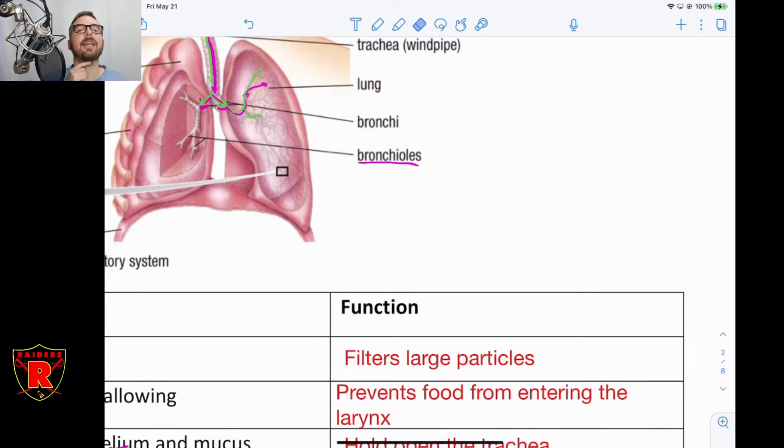Males generally have a slightly larger protrusion on their larynx, but females, you have this too. So sometimes it's referred to as an Adam's apple. Everybody has this. All humans have it. So you can feel it right here on the front. It's a little bump. So that's your larynx.